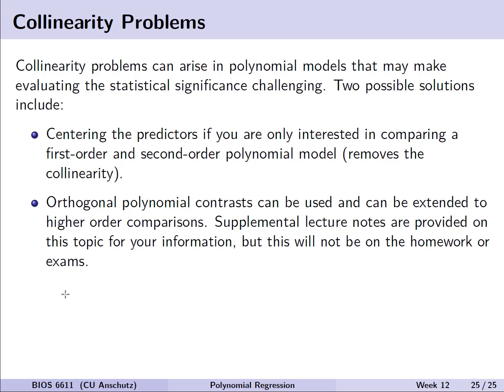One is specific to the case of just looking at a quadratic or second order polynomial model, but we can center the predictors if we're only interested in comparing the first and second order model, because this will remove the collinearity in that case. However, if we want to look at even higher order terms and we are worried about collinearity, there is a family of orthogonal polynomial contrasts that can be used and extended to these higher order comparisons that does remove the collinearity. However, this is a bit beyond the scope of this lecture set, but we do provide supplemental notes on this topic for your own information. However, it will not be on the homework or the exams.